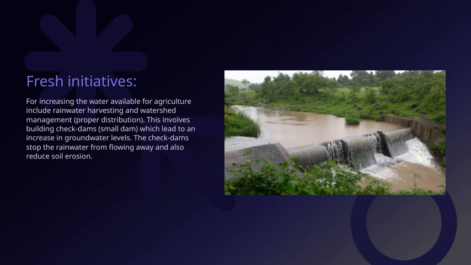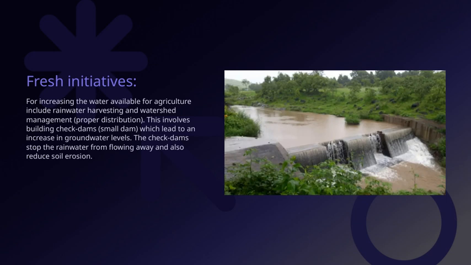These check dams help in trapping rainwater, preventing it from flowing away too quickly. This not only increases groundwater levels over time, but also helps in maintaining a steady water supply for farming needs. Additionally, check dams play an important role in reducing soil erosion. When rainwater flows rapidly over land, it can wash away topsoil, which is vital for healthy crops. By slowing down the water flow, these structures protect the soil and improve land productivity.